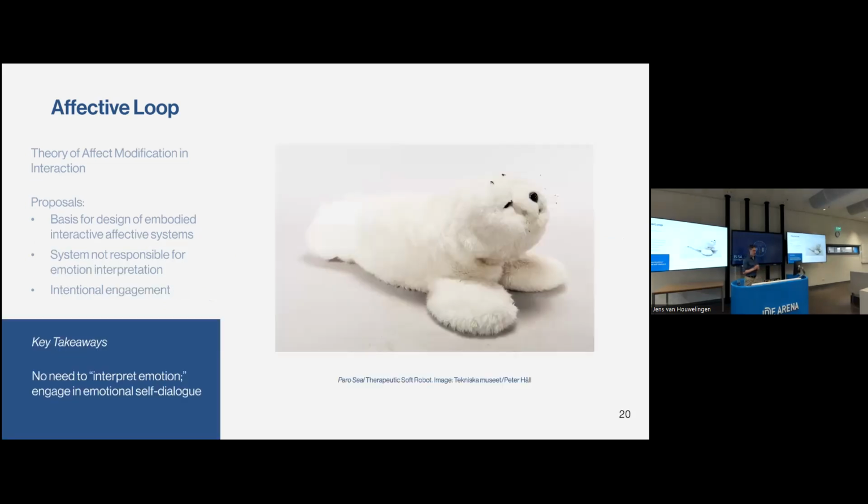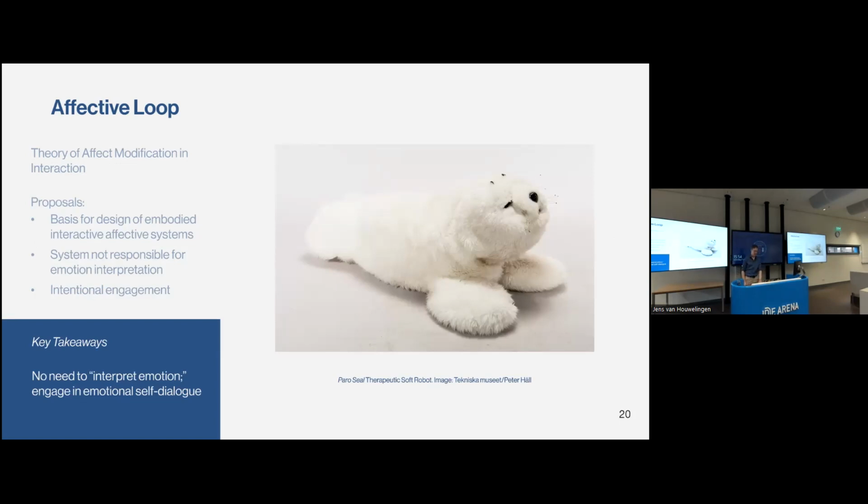You may have heard of this. It's called the Seal. It's a soft robot that they often give to people in like old age care homes because you can touch it, stroke it, interact with it a bit like a pet, but none of the difficulties and challenges of owning a pet. And through this, people can express themselves and their emotions in interacting with the product.